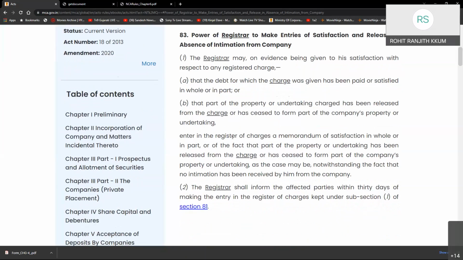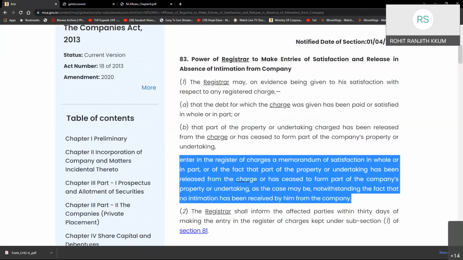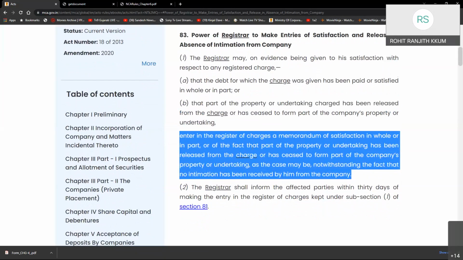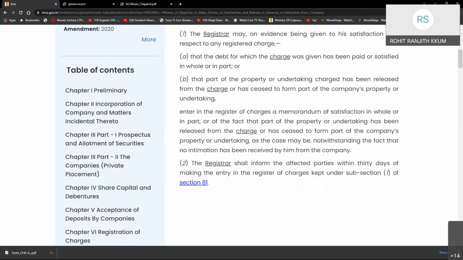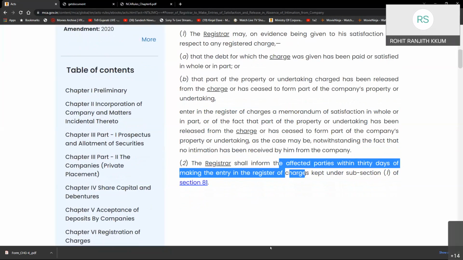So enter in the register of charges a memorandum of satisfaction in whole or in part. That means it will register the satisfaction on the fact that the part of the property or undertaking has been released from the charge or has ceased to form part of the company's property or possession or undertaking, as the case may be. So guys, this paragraph is basically a repetition of the above part: the moment the ROC has this belief and the evidence that the charge is paid or the property is released, it will satisfy the charge in its register. This paragraph is very important. The registrar shall inform the affected parties within 30 days of making the entry in the register of charges. So this is very important.